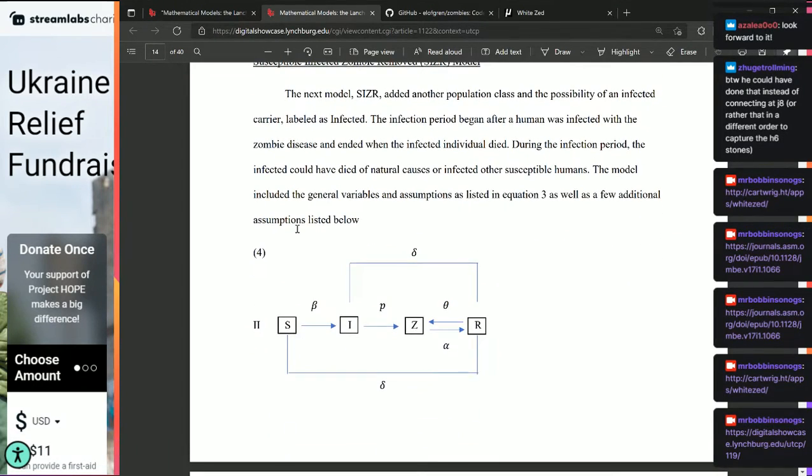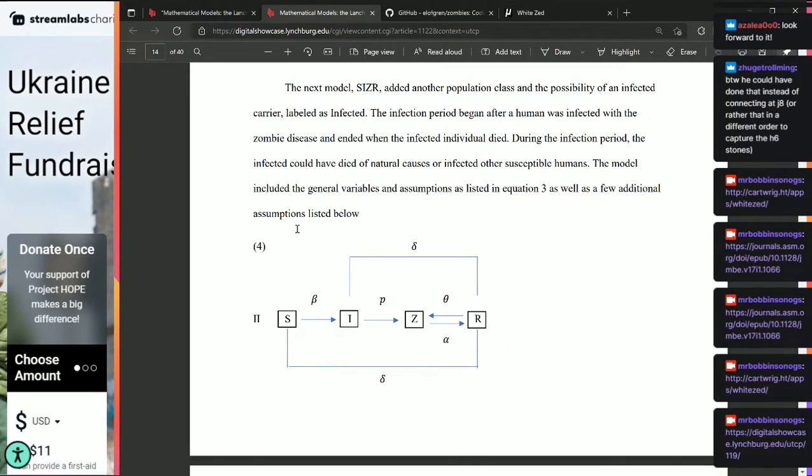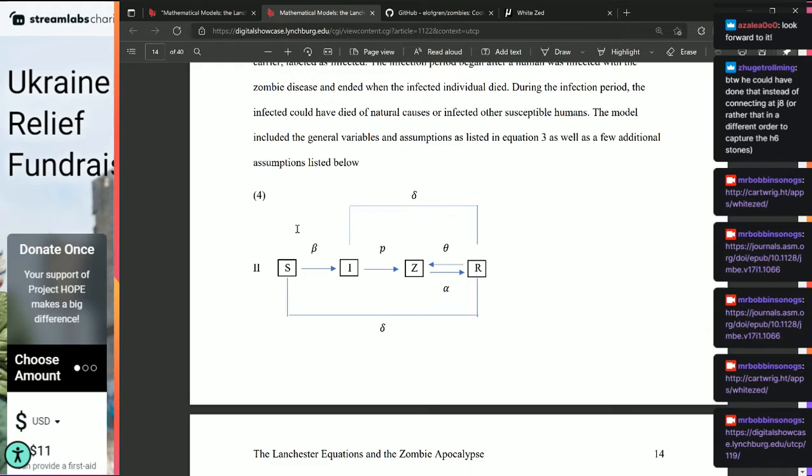All right, so they didn't cover the SIZR model as much in the other paper. So I think we're going to look at that in depth here. So it adds another population class and the possibility of an infected carrier labeled as infected. The infection period begins after a human was infected with the zombie disease and ended when the infected individual has died. During the infection period, the infected could have died of natural causes or infected other susceptible humans. The model includes the general variables and assumptions as listed in equation 3, as well as a few assumptions listed below.